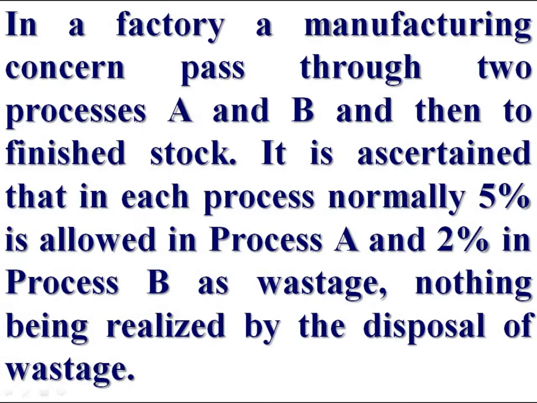In a factory, a manufacturing concern passes through two processes A and B, then to finished stock. It is ascertained that in each process, normally 5% is allowed in process A and 2% in process B as wastage. Nothing is released by the disposal of wastage.